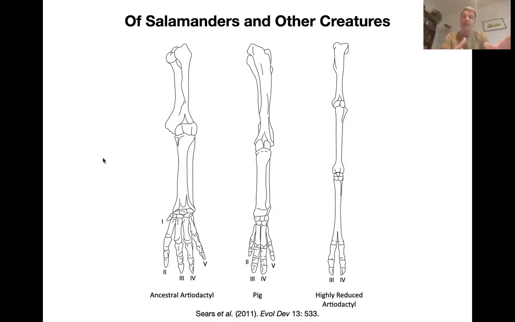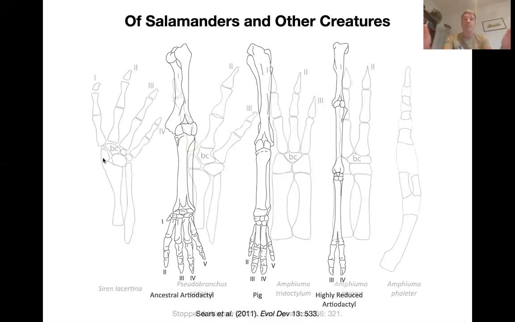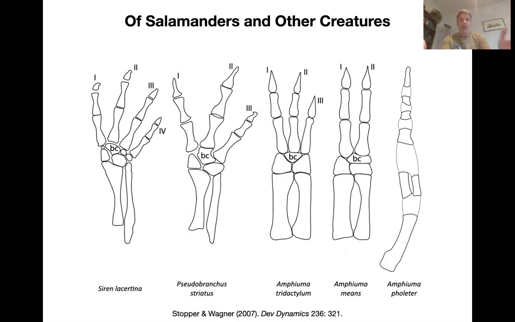And in particular, they studied salamanders and compared them to other creatures. And they found something really interesting, okay? So salamanders have, just like, for example, hoofed mammals, often a reduced number of digits. And so if you compare different salamander species, you'll find a stereotypical pattern of digit reduction. So a normal, let's call it a normal salamander hand here in this species, has 4 digits. You can number them 1, 2, 3, 4.